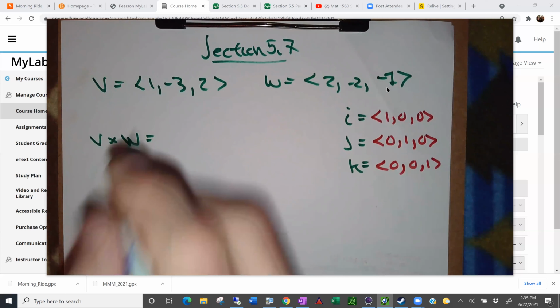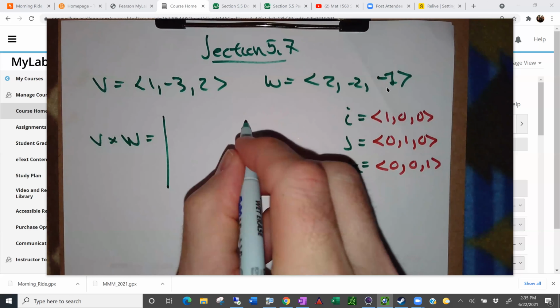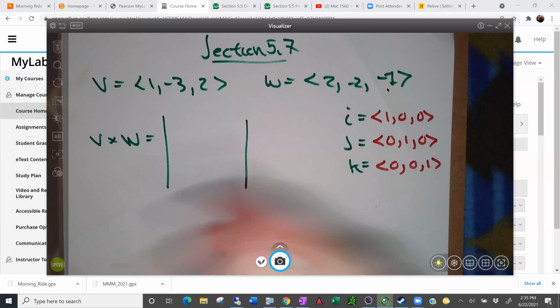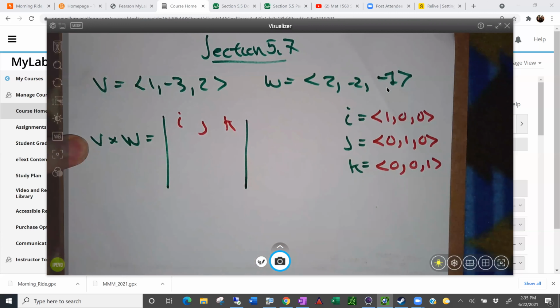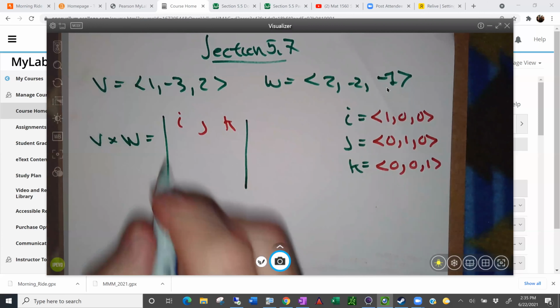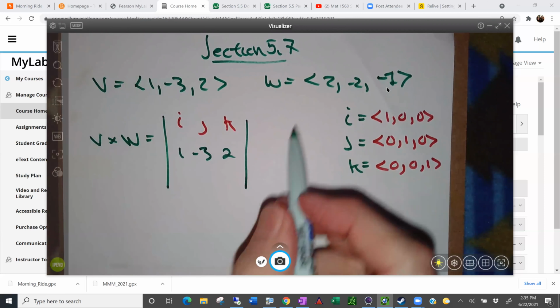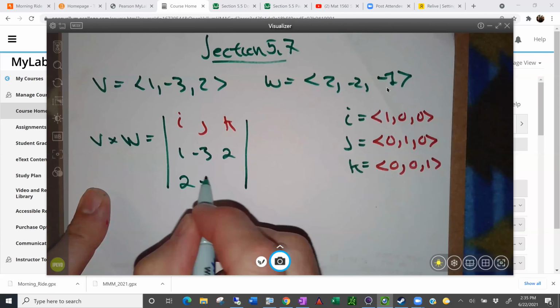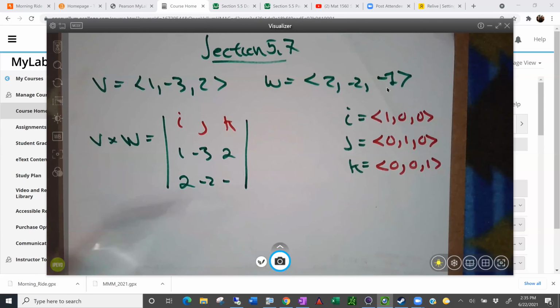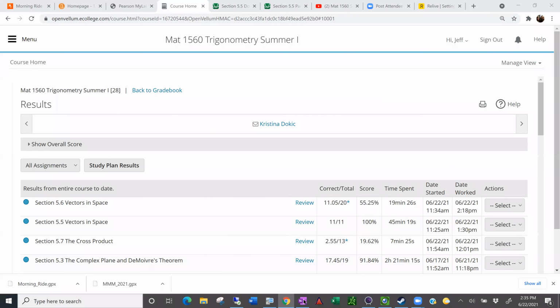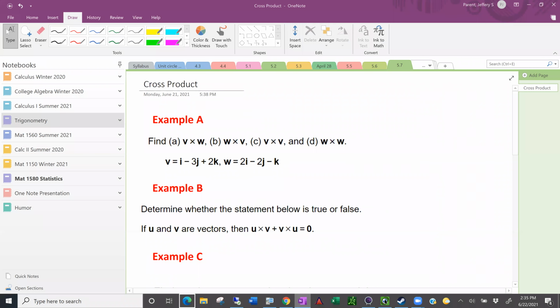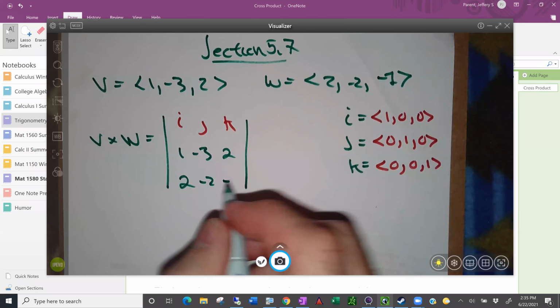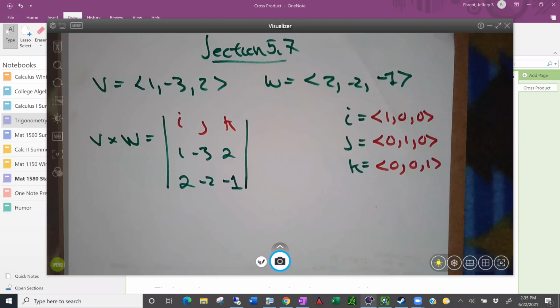So the cross product starts out with the top row of a determinant as my i, j, and k. And then the first vector is this one, 1, negative 3, and 2. The second vector is this one, 2, negative 2, and I think that's negative 1. Let me just double check here. Yes, negative 1. Now this is just calculating a determinant, although the constituents of the determinant are a little different than what we're used to.